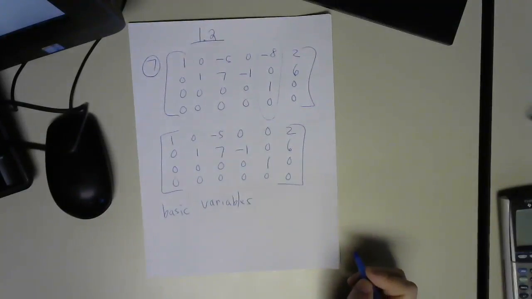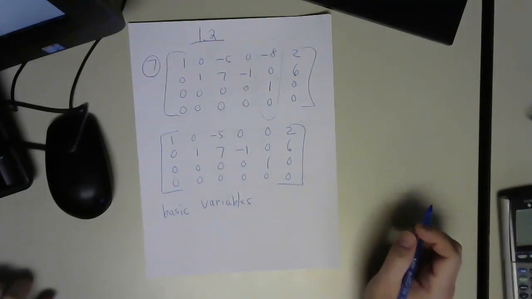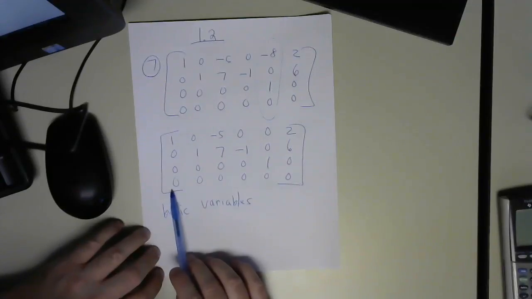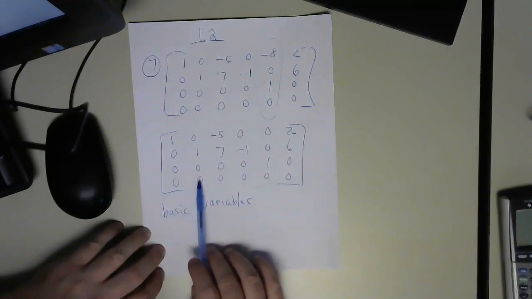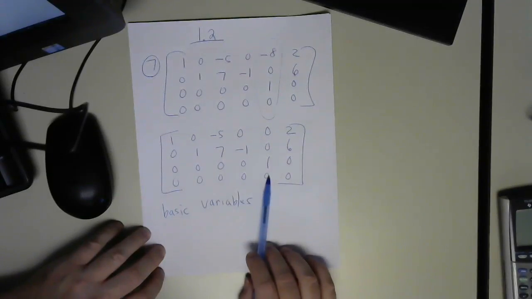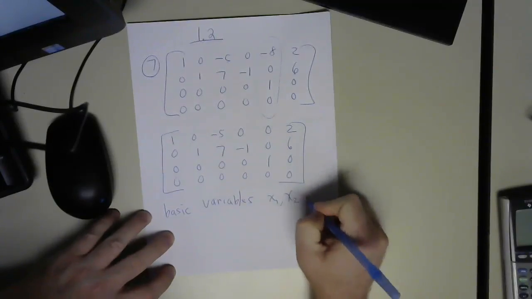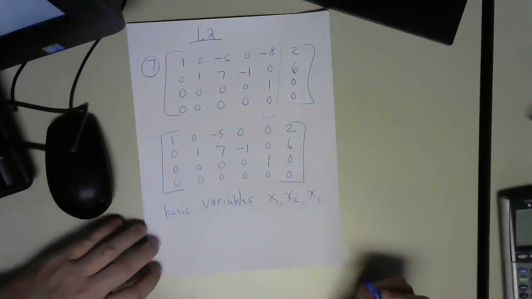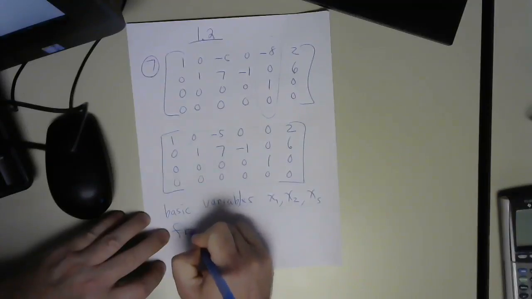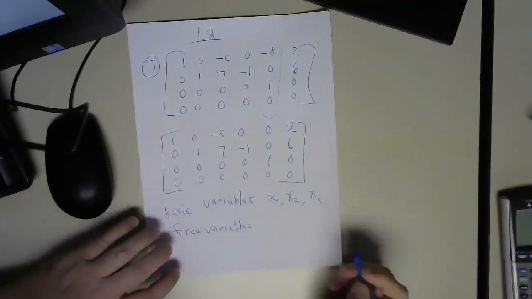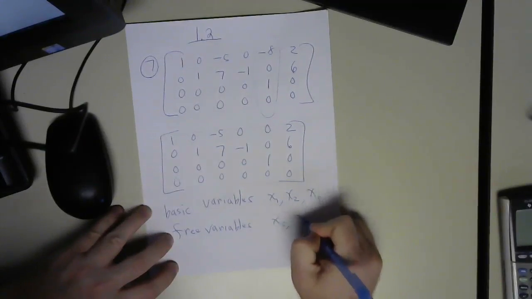Well, remember what I said on problem number 5. The basic variables always correspond to the pivot columns. So which columns were we able to change into the right form? It looks like 1, 2, and 5. So that means that the basic variables are x1, x2, and x5. That means the other variables are free, which would be x3 and x4.